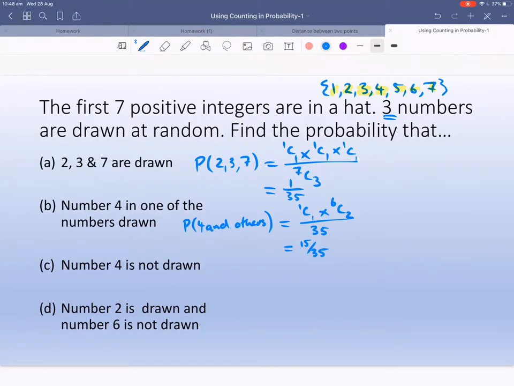All right, so 15 over 35 will simplify down though. 15 over 35 will simplify down to 3 over 7.